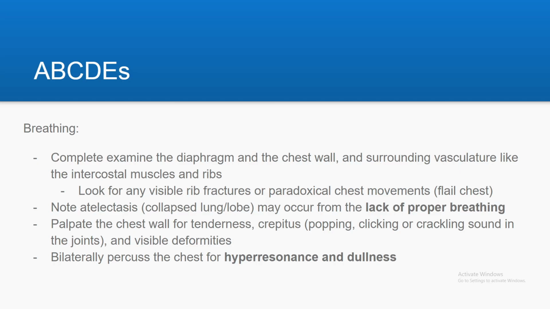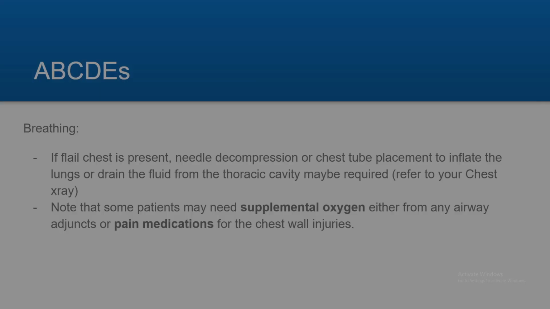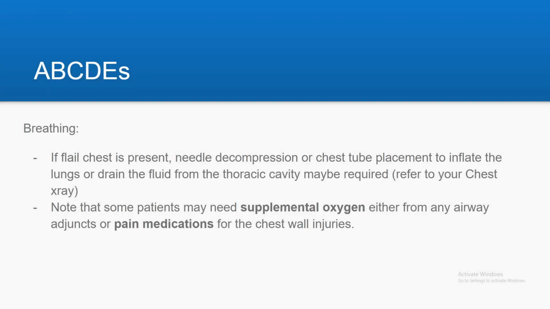Next, you would like to bilaterally percuss the chest for hyperresonance and dullness. If a flail chest is present, usually this is indicative of pneumothoraces. So a needle decompression or chest tube placement is needed to inflate your lungs or drain off the fluid from the thoracic cavity. Please do refer to your chest x-ray. Note that some patients may need supplemental oxygenation, either from airway adjuncts or pain medications for chest wall injuries.